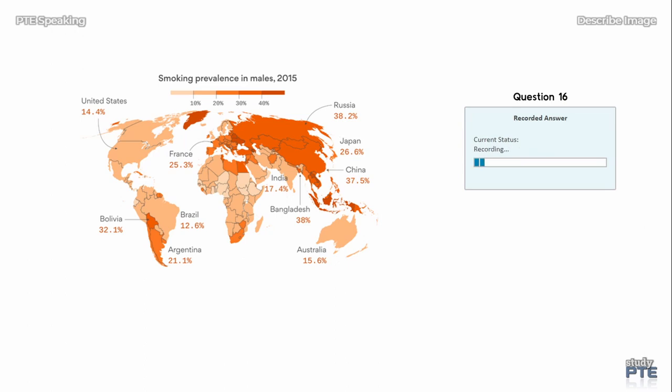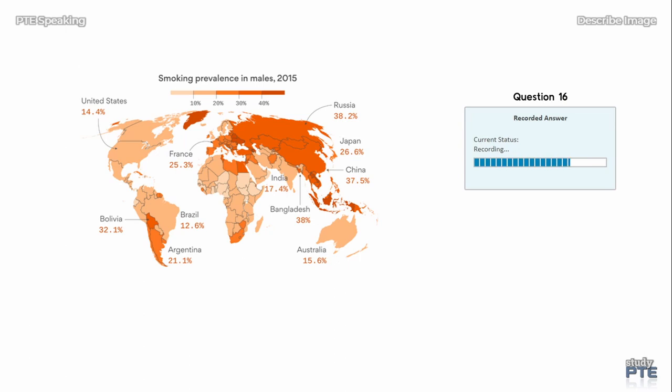The given image shows information about smoking prevalence in males in the year 2015. It also provides information in various categories such as United States, Bolivia, Argentina, France, India, Bangladesh, Japan, and Australia. It is clearly visible from this image that the highest smoking rate was recorded in Russia, which is 38.2%. On the other hand, the lowest was recorded for Brazil, which is 12.6%.